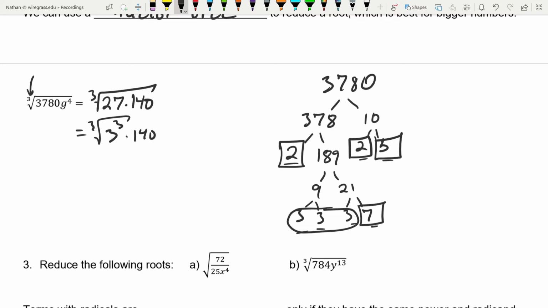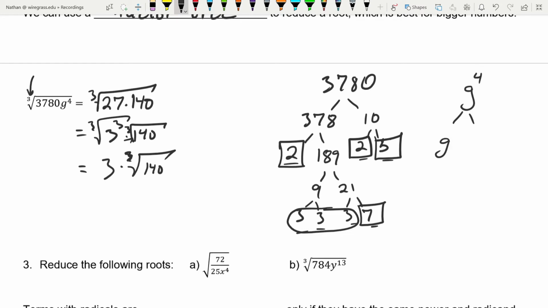I can break up the radical over that multiplication. And the cube root of 3 cubed cancels, so we get 3 times the cube root of 140. Okay, now we can talk about g to the fourth. Variables can also be broken down the same way. It's a little bit easier because there's not really much else to it.